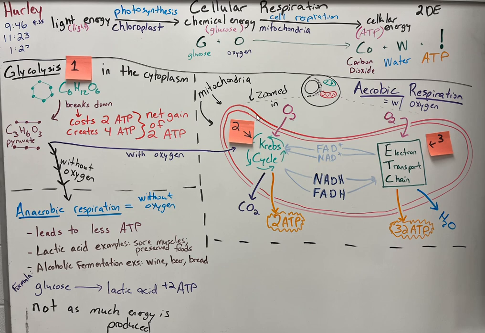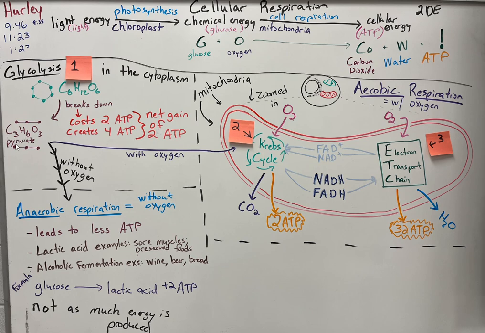So the second and the third step will happen here. The first step starts in the cytoplasm, and it starts when glucose, C6H12O6, the sugar, is broken down. And this breakdown costs 2 ATP, but it creates 4. So overall, if you spend $2 and somebody gives you $4, you've got a net gain of $2. So in this case, it's a net gain of 2 ATP.